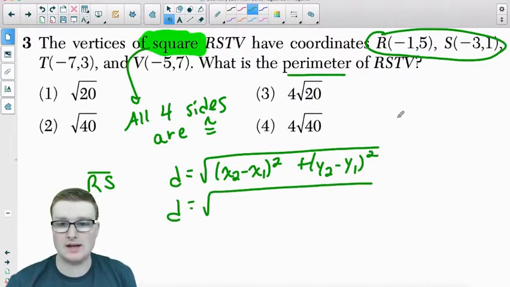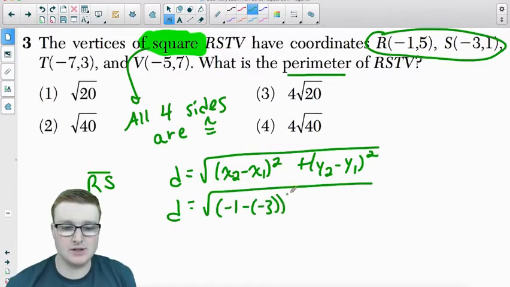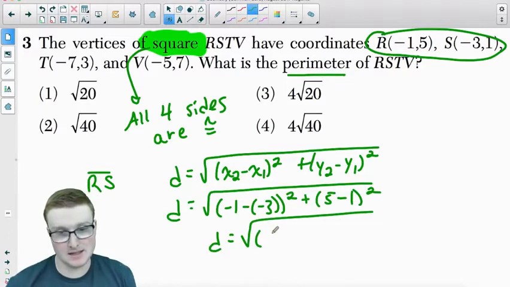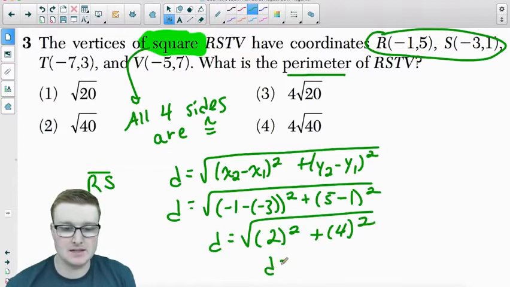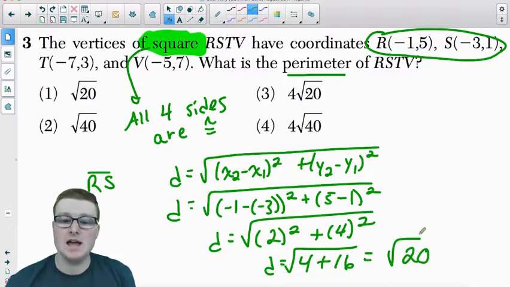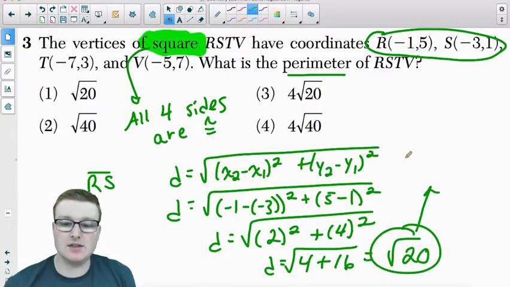I'm going to plug in these coordinates. -1 and -3. So I'm going to put the -1 first. Doesn't really matter. Minus a -3. Watch out for your signs. 5 minus 1 squared. So d is equal to the square root of, this is going to be +2 squared plus 4 squared. D is equal to the square root of 4 plus 16, which is the square root of 20. Okay? This is the length of one side.